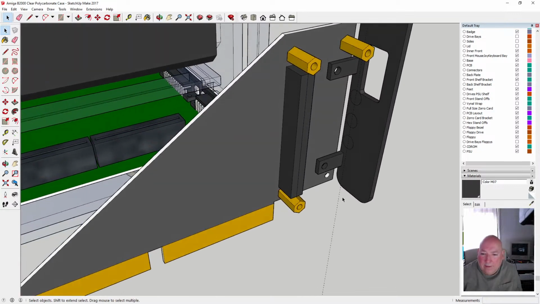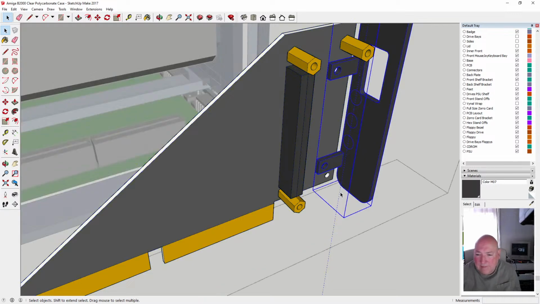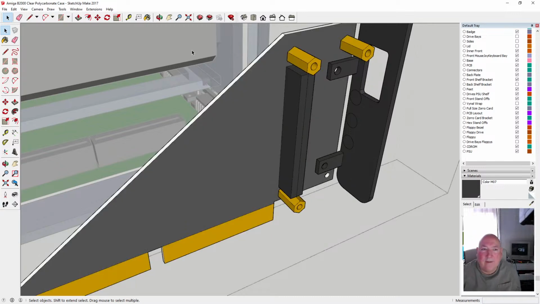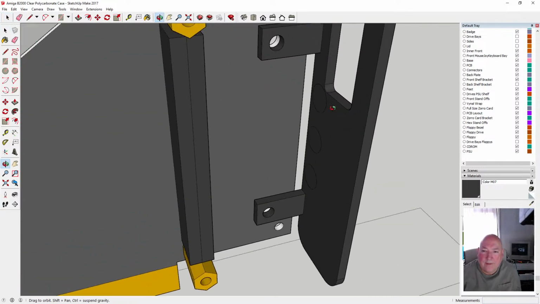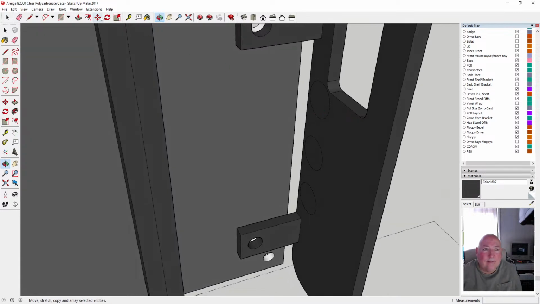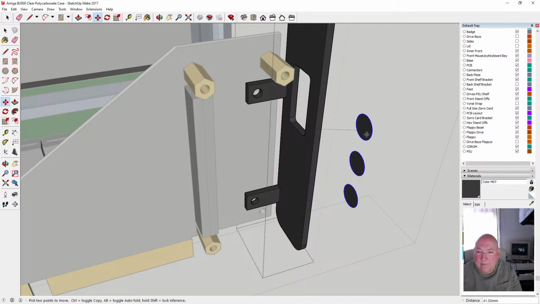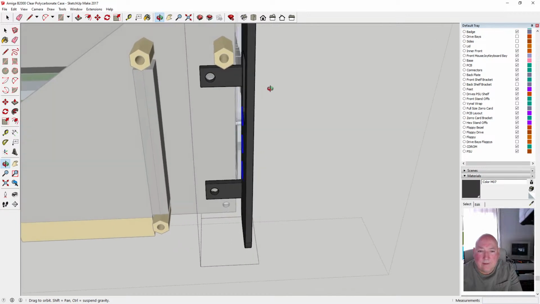So we can get rid of that line. Now I want these on the top. So it's 2 mil thick, so let's grab these. Move them. Doesn't know which way I'm trying to move them. Still doesn't know which way I'm trying to move them.